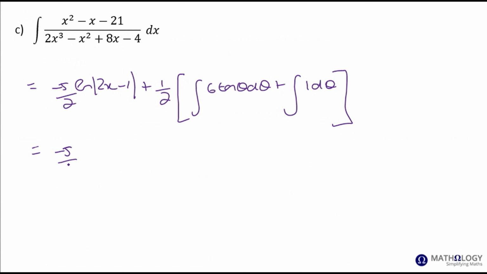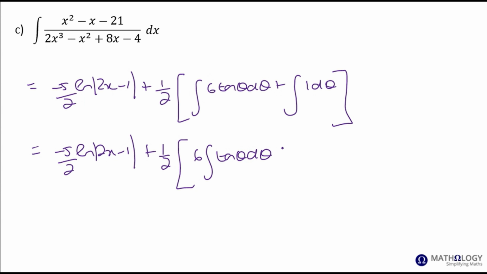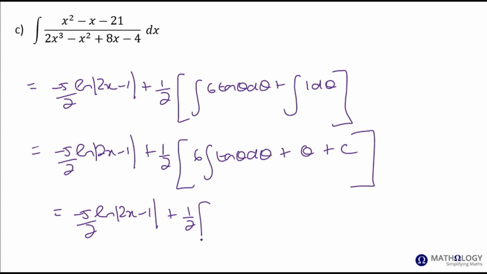That equals minus 5 over 2 ln |2x minus 1| plus a half. Now here we're going to pull the 6 out of the integral. And then we have the integral of tan theta d theta plus the integral of 1 with respect to theta, which will just be theta, and we need the integration constant as well. So minus 5 over 2 ln |2x minus 1| plus a half times 6. The integral of tan theta is ln |sec theta| plus theta plus c.